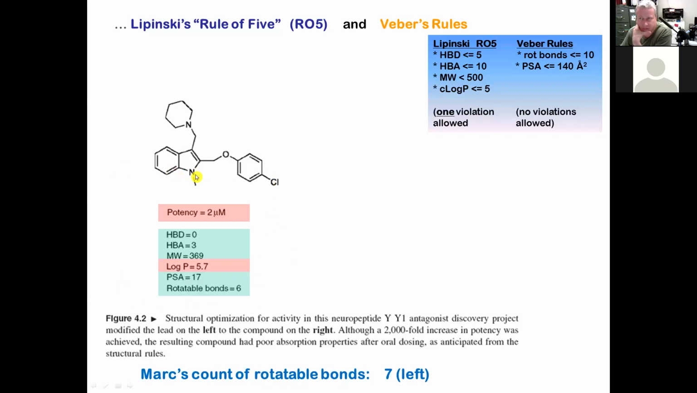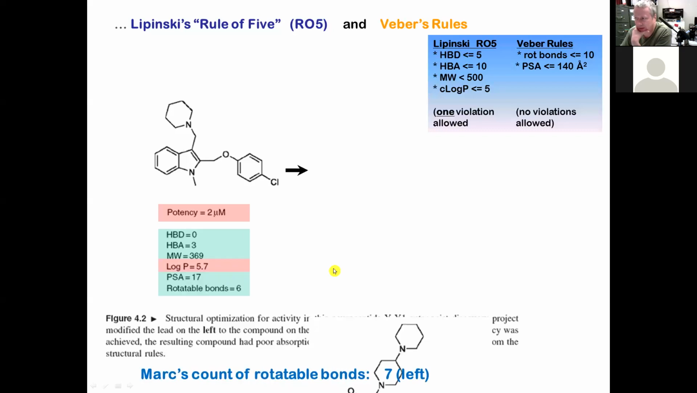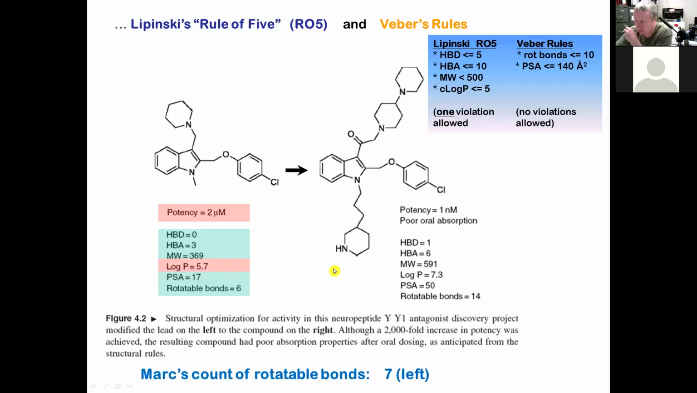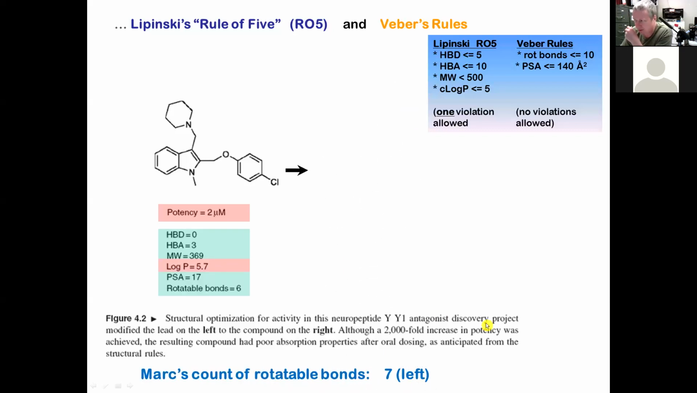Of course, 1 violation is allowed. So yeah, Lipinski would say that this is an okay molecule, right? Okay. Now, what they did in this paper is they played around with the structure, right? Why do you think they played around with the structure?